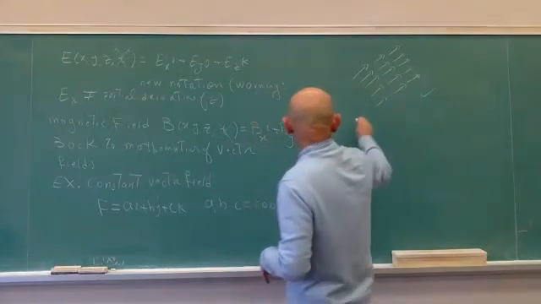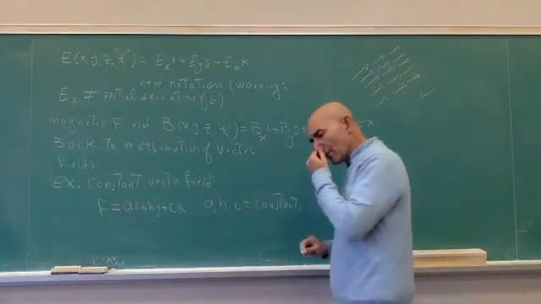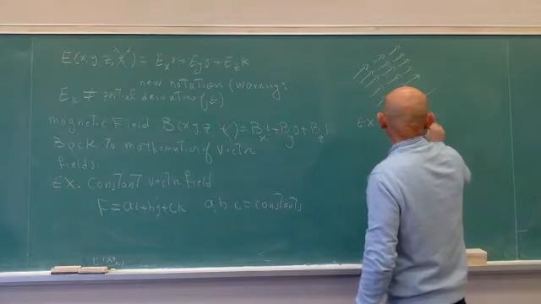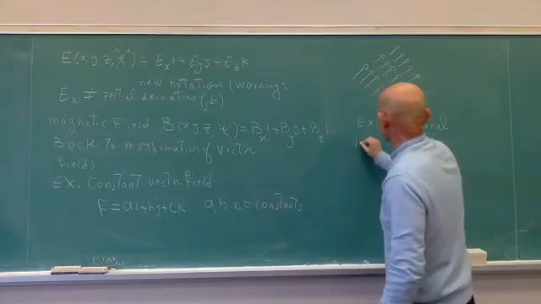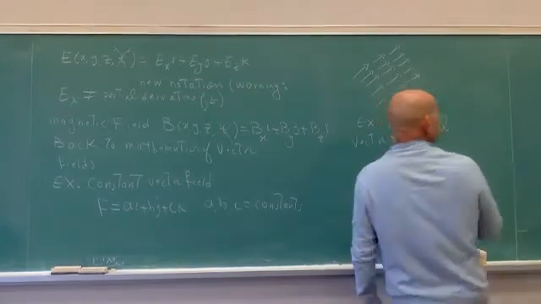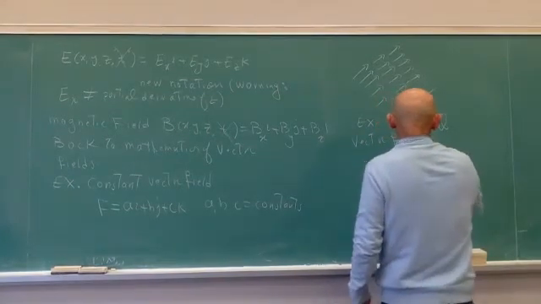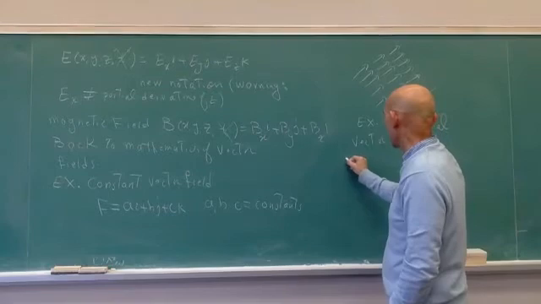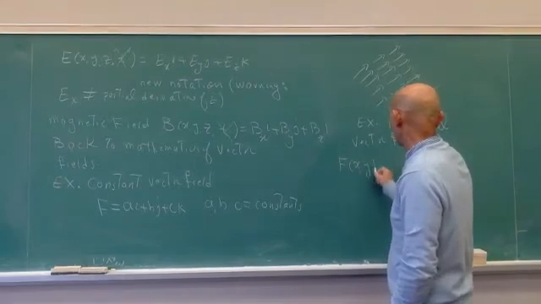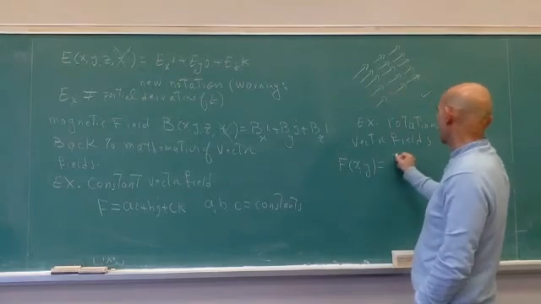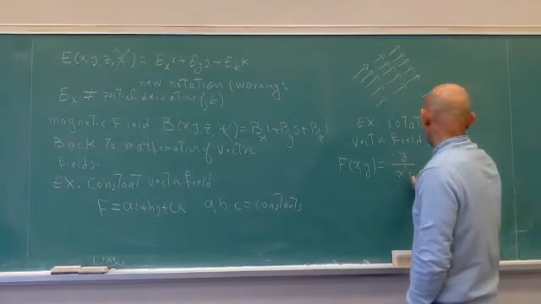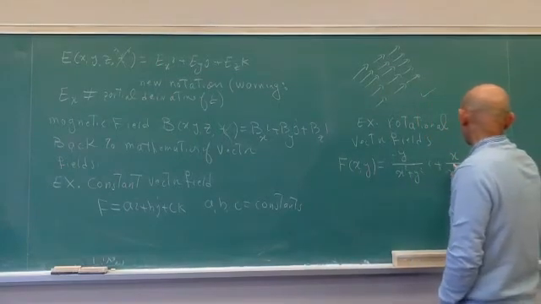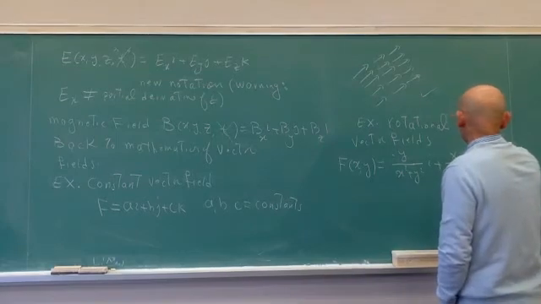Let me give you another example. These are rotational vector fields. So let me give an example of this. Imagine we have something like F of x and y is equal to minus y over x squared plus y squared i plus x over x squared plus y squared j.